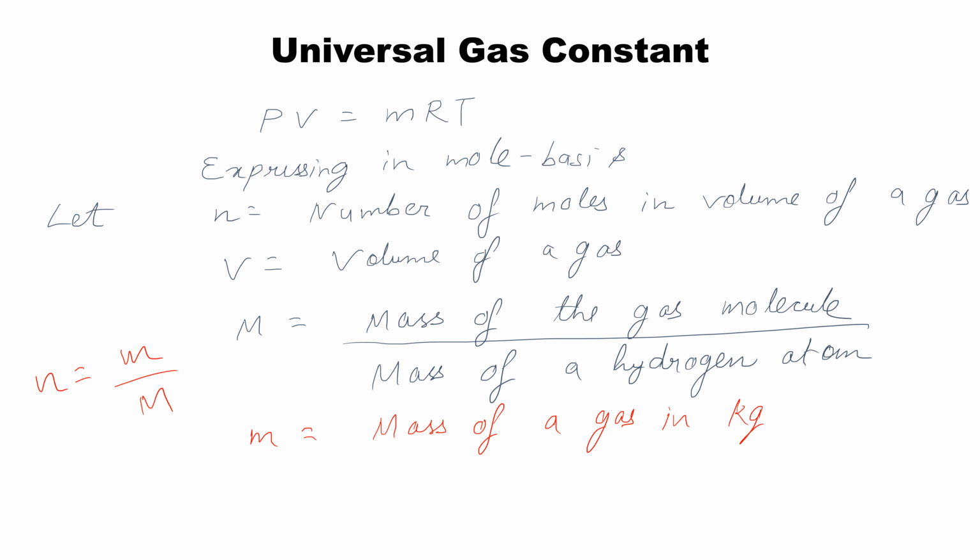So we can rewrite this equation as moles multiplied by molar mass is equal to mass. Now what we will do, we will use these two equations and we will put the value of the second equation in the first equation.